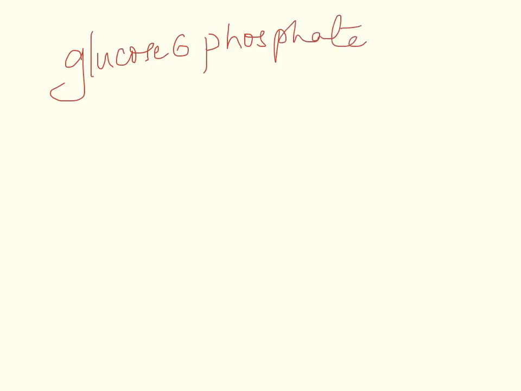So this synthesis starts with glucose 6 phosphate. Remember, in the first step of glycolysis, glucose 6 phosphate is produced. This glucose 6 phosphate will isomerize to give glucose 1 phosphate. That means the phosphate group will move on to the first carbon.